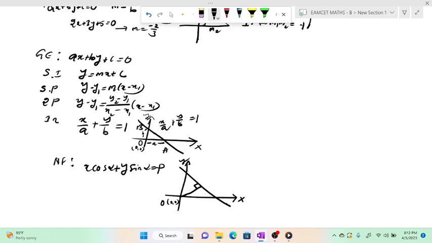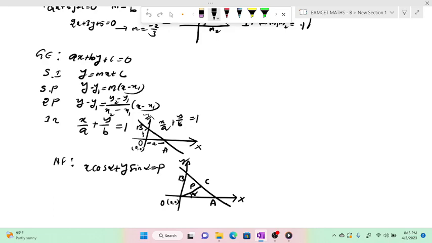Here this line makes an angle alpha with the positive direction of the x-axis. Here I am taking this as point A, this is B, and the distance from O to C is p. The RHS value is p. So the distance O to C is p, and this angle is alpha. This is the equation of the straight line in normal form.